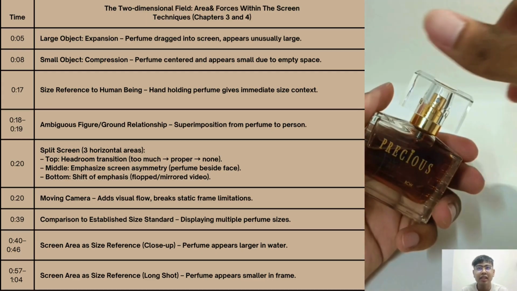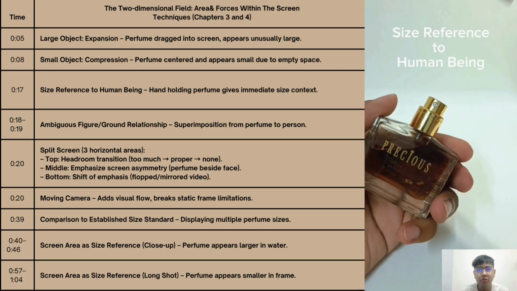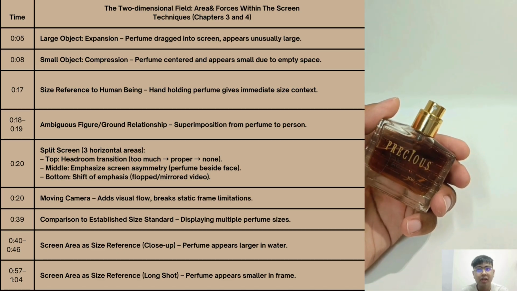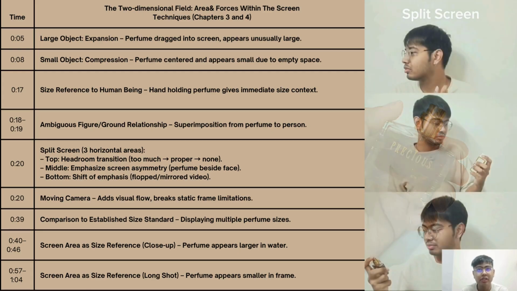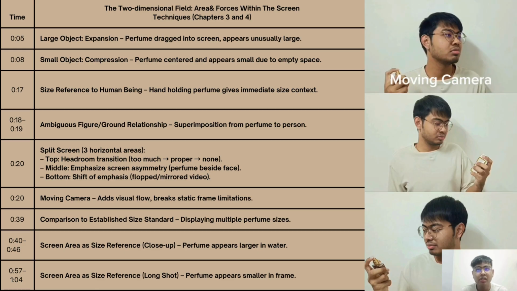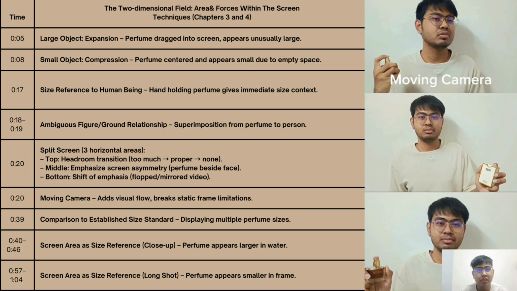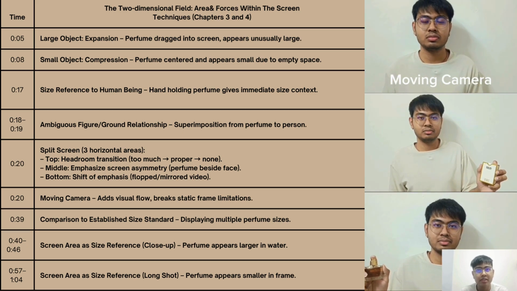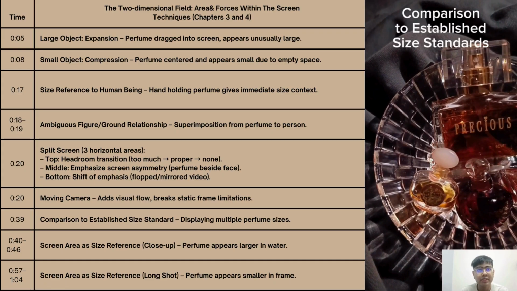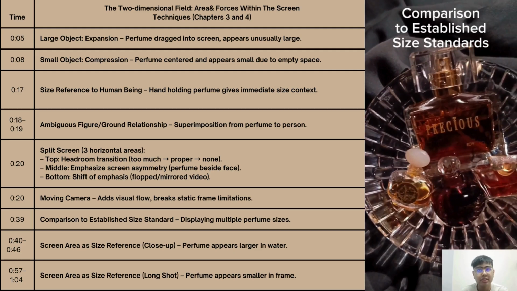First, at 17 seconds, I use a size reference to a human being, my hand holding the perfume, so viewers can quickly perceive the perfume's actual size. At 20 seconds, a split screen appears with 3 horizontal screen areas. The moving camera technique here helps overcome the limitation of fixed aspect ratio, adding dynamics. At 39 seconds, I introduce a comparison to established size standards by showing perfumes of various shapes and sizes.